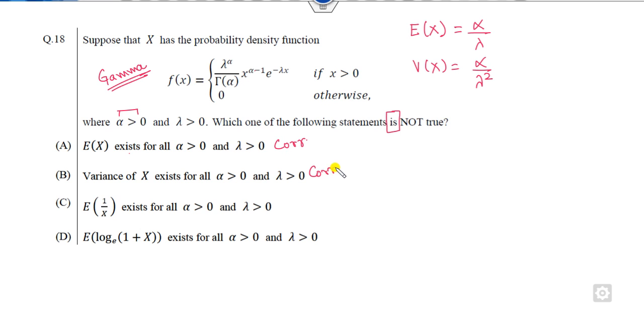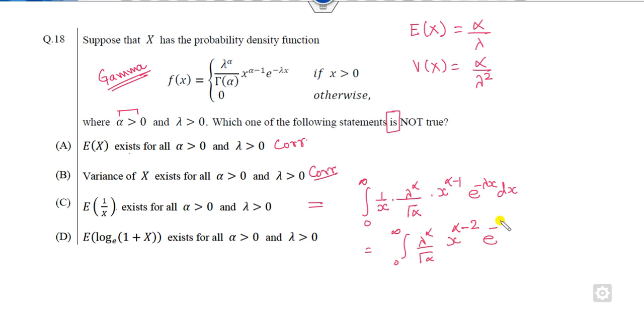This is also a correct statement. Look at the expected value of this. How can you write it? This is 1 by x times the probability density function, so x minus here, e raised to power of this, from 0 to infinity. So I can write this as x raised to power alpha minus 2 of this. Clearly this is again a gamma distribution.